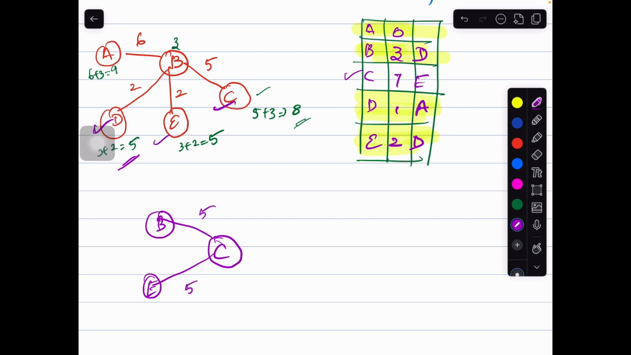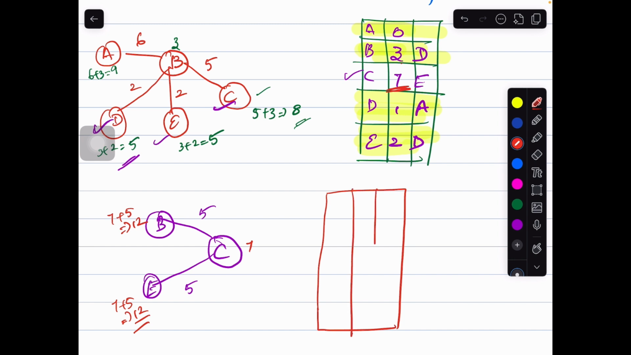What is the cost for this vertex C? C is 7. So in order to reach the node B through C, it is 7 plus 5, so it's going to be 12. Here 7 plus 5, 12. Now when we look at node B in the table, it is only 3, so it is having a lesser cost, so we don't have to update in the table.